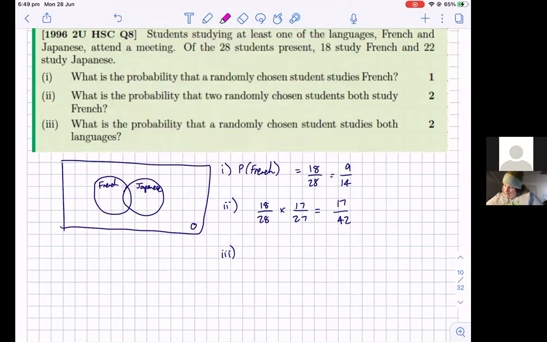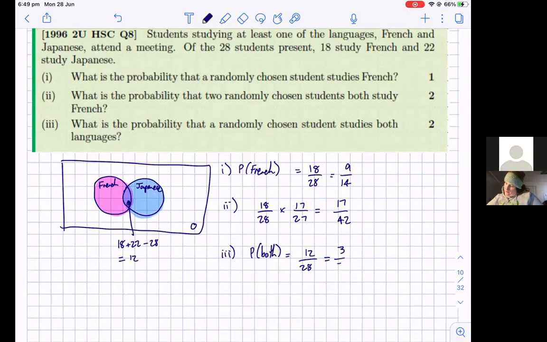Okay, well, we know that we've got 18 in that group. We know that we've got 22 in that group. We know no one studies neither, so we know we've got 28. So 18 plus 22, subtract off the 28 will tell us how many did both. 12. So 12 do both out of the 28 present.